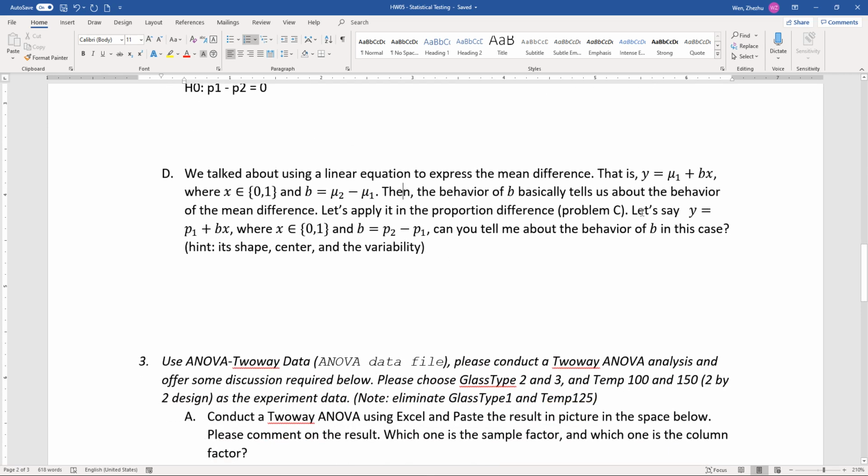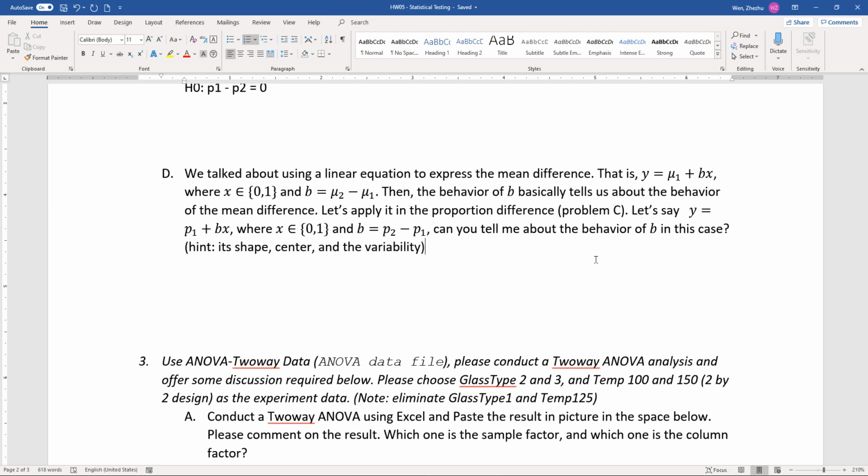So let's say y is equal to P1 plus Bx, where x is between 0 and 1. It's basically a switcher, and B is equal to P2 minus P1, which is basically the proportion difference between the second and first. Can you tell me about the behavior of B in this case? So this is a different way of asking a question that you already know.